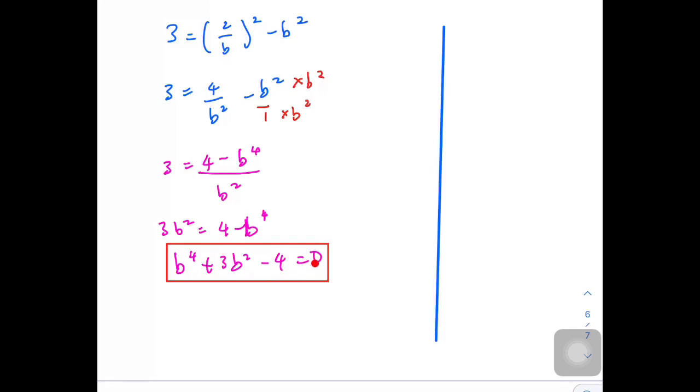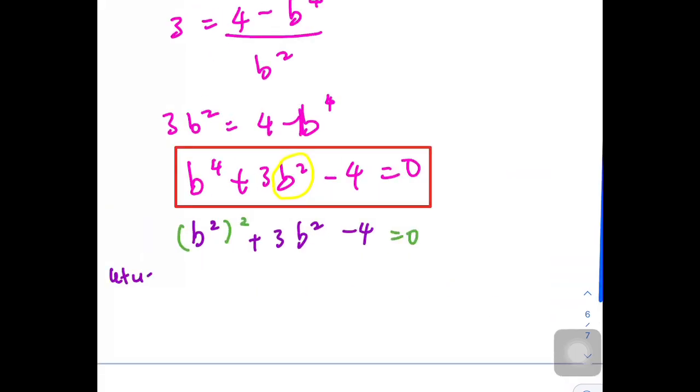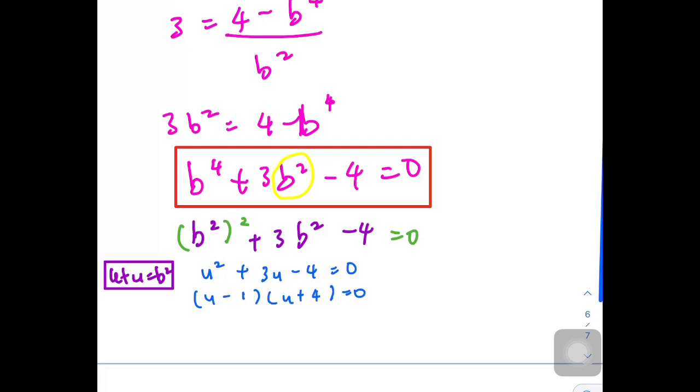This is using the properties of a quadratic type equation. Just take the middle part here, b squared, and make the first term into squared. So let's write it: b squared, squared, plus 3b squared minus 4. Now we can let u be b squared. So u squared plus 3u minus 4 equal to 0. Let's factorize it: 4, 1, plus minus. So u is equal to 1, and another one, u is equal to negative 4.